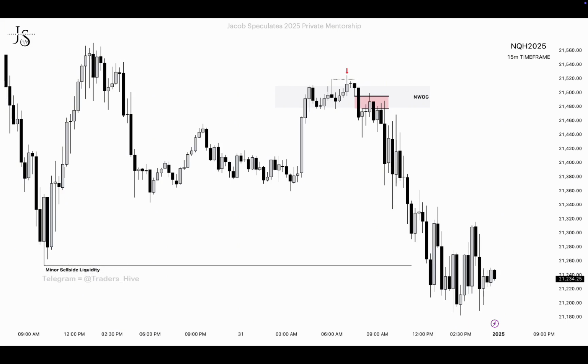And even if you missed that entry, as you can see, what have I taught you guys in the Back to Basics series? Whenever you have a new week opening gap and a fair value gap, in confluence with one another, that is very good for continuation trades. So you could have entered right here and then took it all the way down to this minor sell side liquidity where I told everybody to take partials if you got on board with the move. And also there was a breaker in confluence with this as well. So this was a very high probability trade.